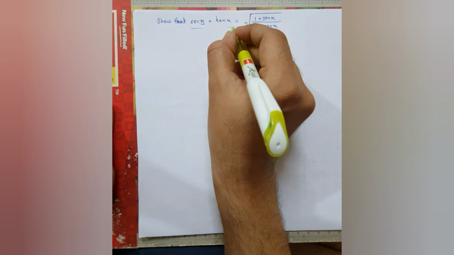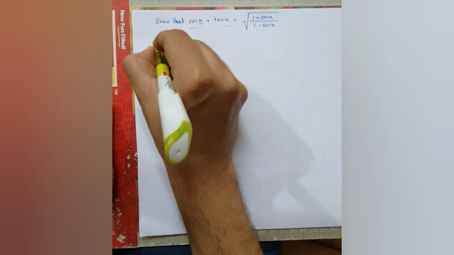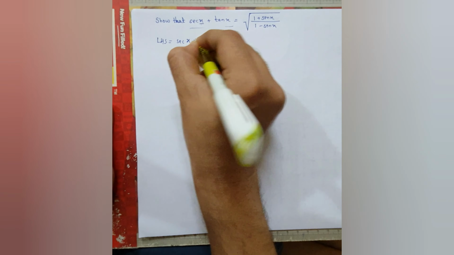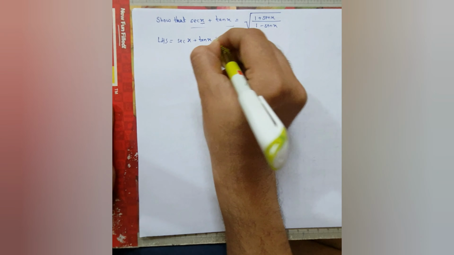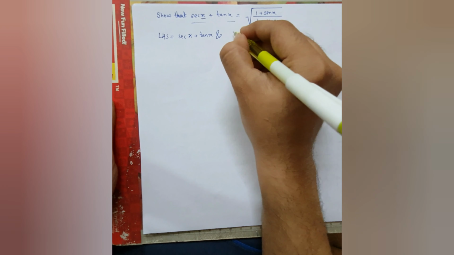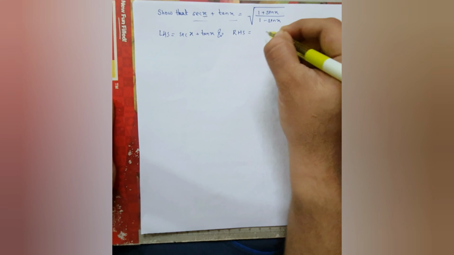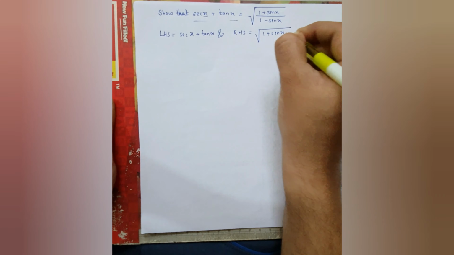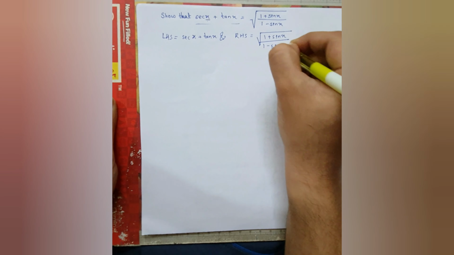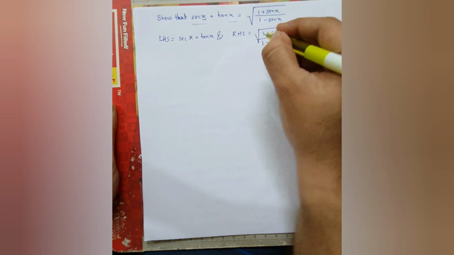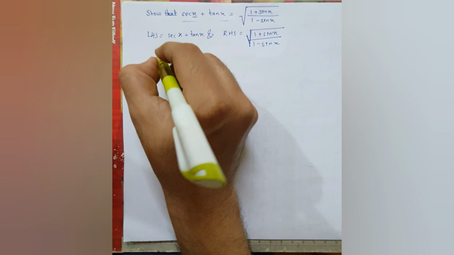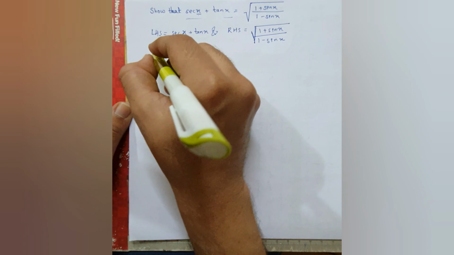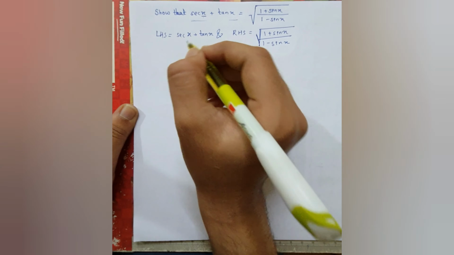We have to prove this LHS is equal to RHS, so we will be considering LHS is equal to sec of x plus tan of x, and RHS is equal to under root of (1 plus sine of x) divided by (1 minus sine of x). Here we have to start from LHS always. Remember, we have to start from LHS.